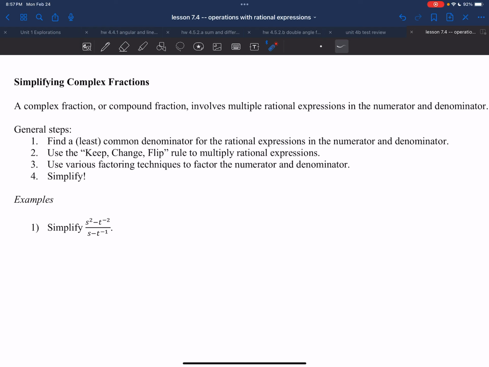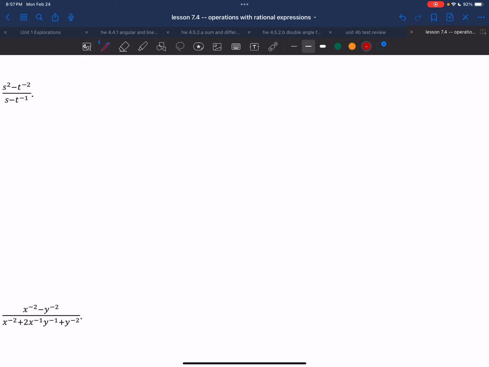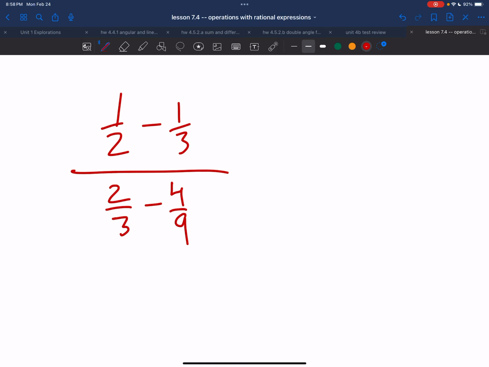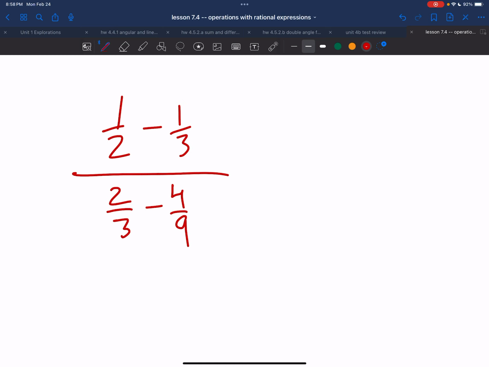Okay, I got two examples here for you, and we're going to talk about what's called complex fractions. Here's an example of what a complex fraction is with fractions: 1/2 minus 1/3 over 2/3 minus 4/9. If I ask you how to simplify this, well, you just take it one at a time, right?